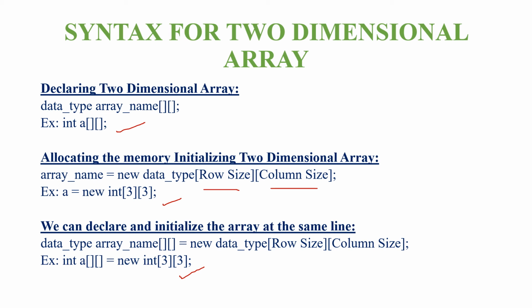That is, for example, int is nothing but the data type, a is the array name, then we have the new keyword, then int which is the data type, and 3 which is nothing but the row size, and 3 which is nothing but the column size. So this is what about declaring and initializing the two-dimensional array. I hope this is clear.